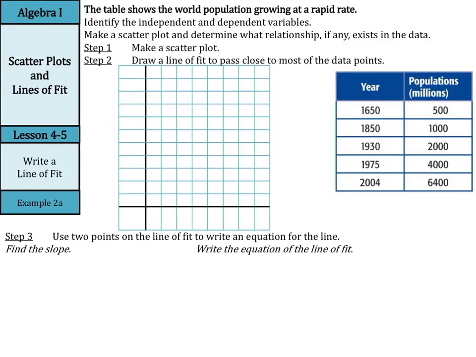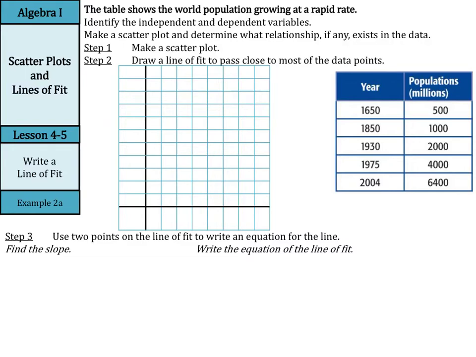Now, let's go into lines of fit. Lines of fit are also called trend lines, and we'll see what that looks like as we graph this. The table here shows the world population growing at a rapid rate. Identify the independent and dependent variables and make a scatter plot to determine what relationship, if any, exists.